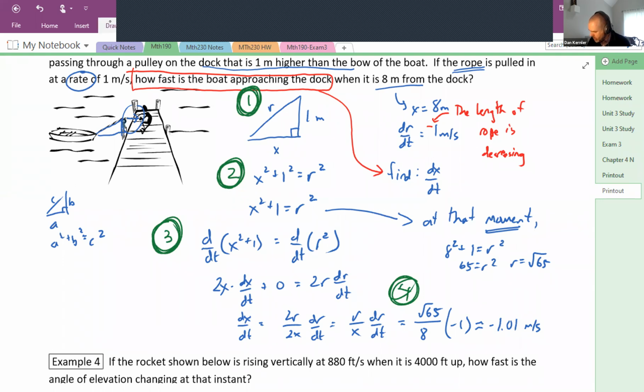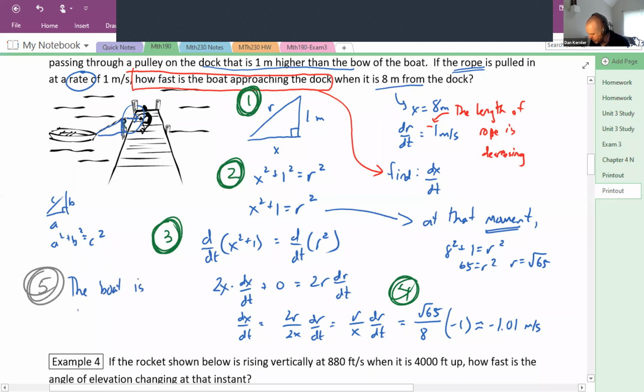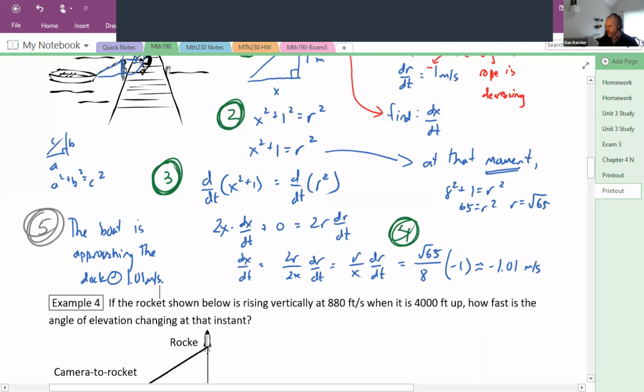So we'll call it step 5. Oops, I did gray instead of green, that's okay. The boat is approaching the dock at about 1.01 meters per second. Okay.